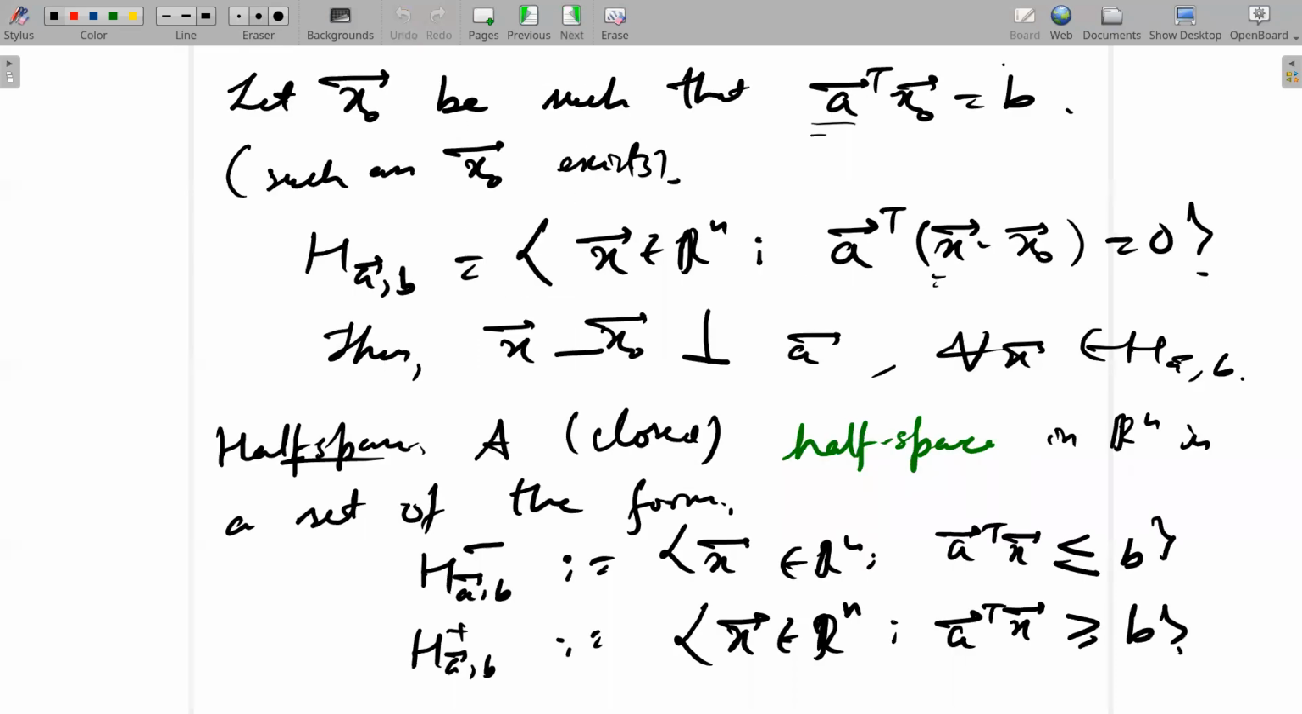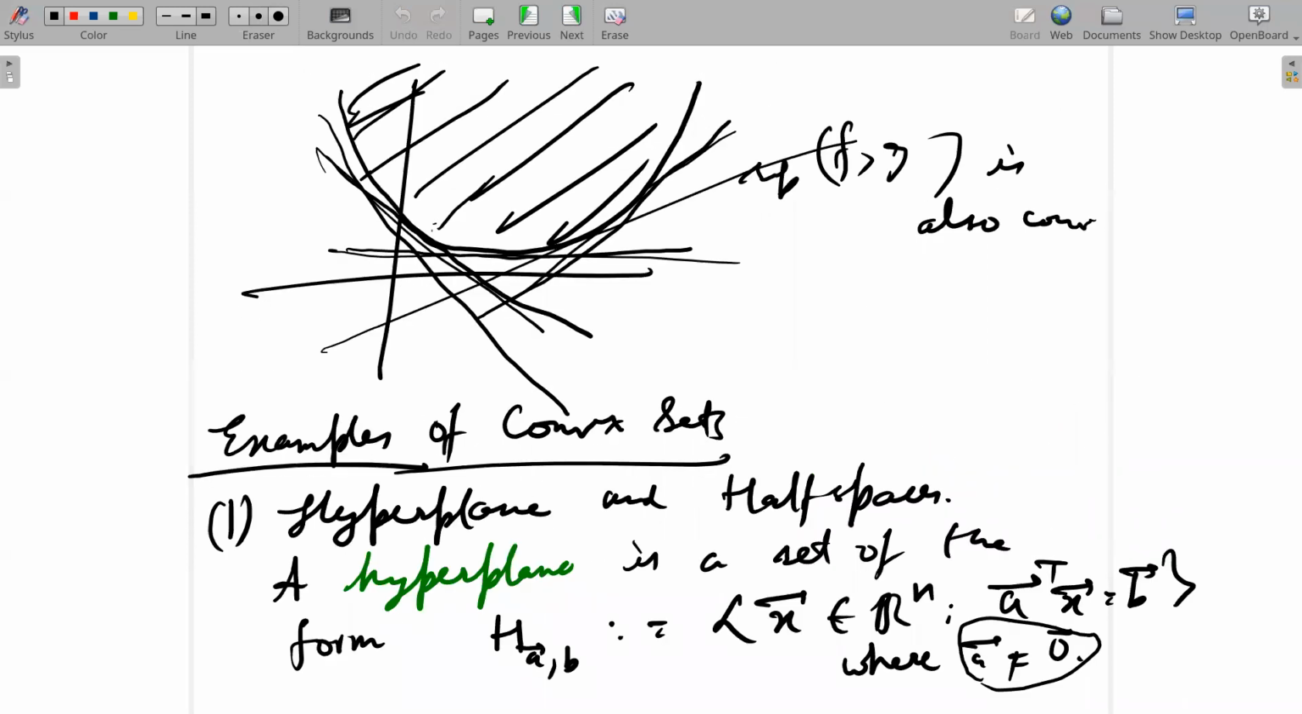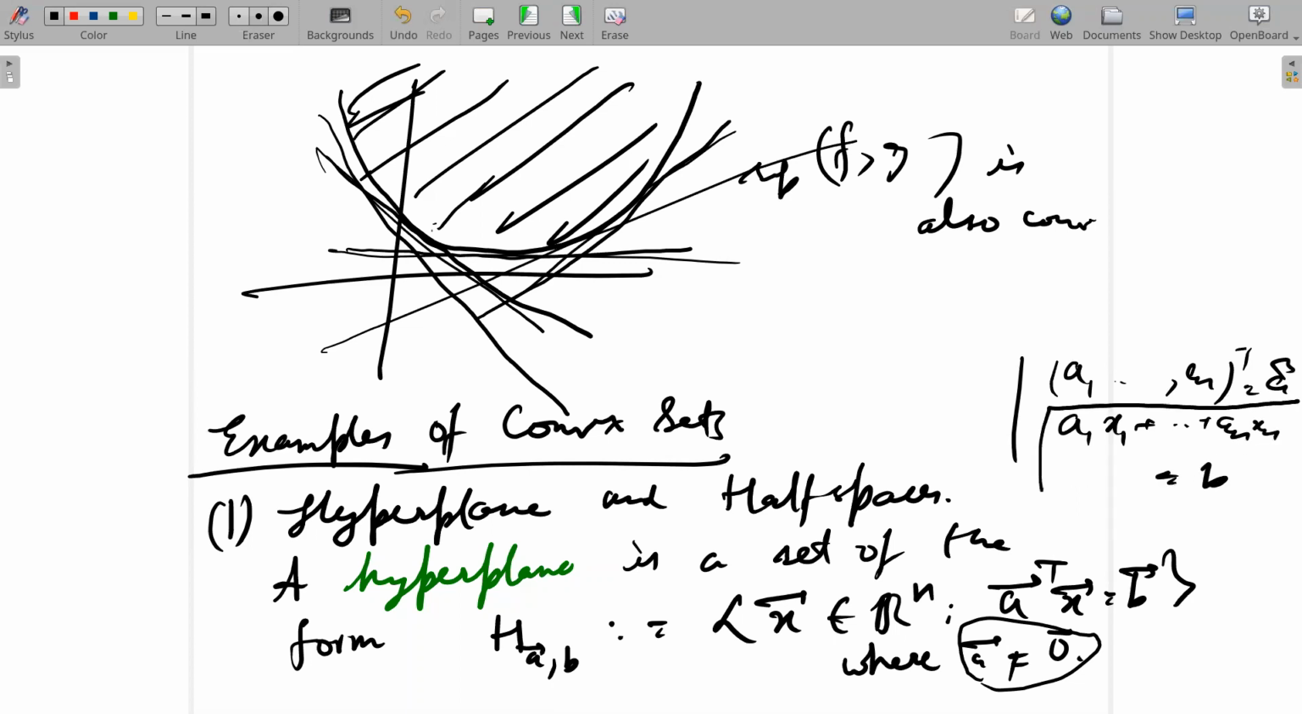Would you please explain the definition of hyperplane once again? Yeah. So a hyperplane is essentially the solution to one non-trivial linear equation. So this is the definition. It's all those x's which solve this equation. If A, for example, was the column vector A1 up to An, then it consists of all those x1, x2, up to xn such that this holds. So it's a solution to this equation, right?